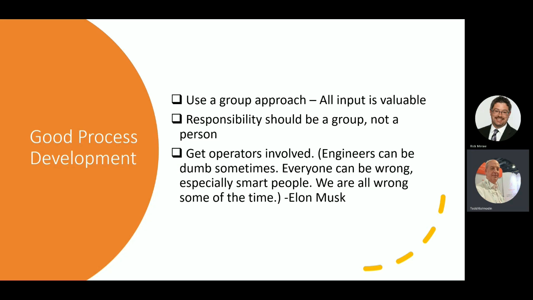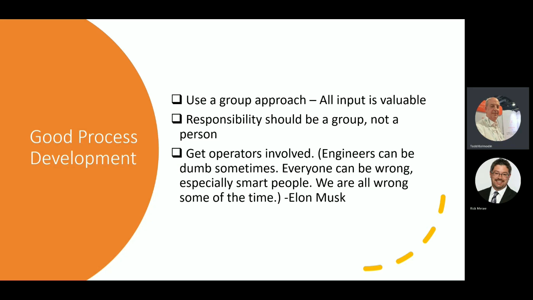Yeah, absolutely. That's the whole idea, getting the group involved, because, us being higher up quality people in engineering and stuff like that, engineers can be dumb. Sometimes I'm going to be one right here to say, everyone can be wrong. I can be wrong, and I have many times. Smart people can be wrong. We're all wrong some of the time. That's a quote from Elon Musk.